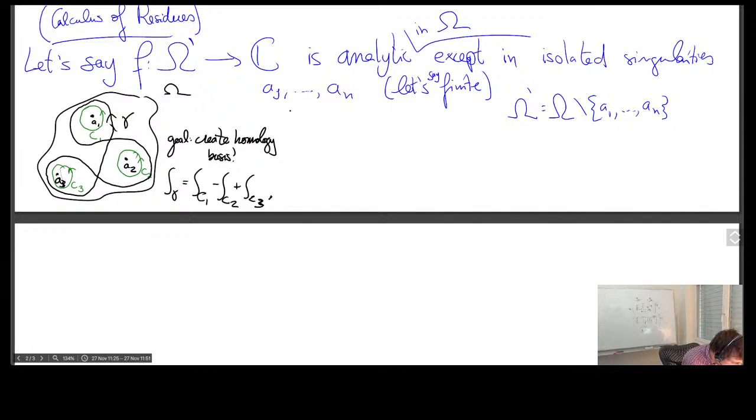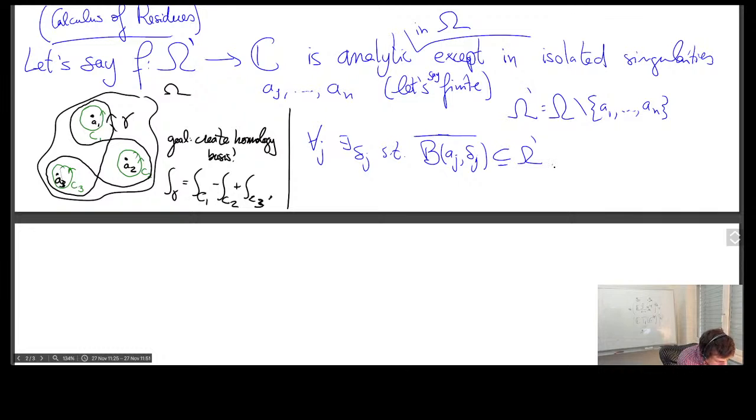Okay, so now, how do I do this? I just have to create the circles. Everything is done already in the picture, but let's do it. For all j, there clearly exists some delta j such that the closed ball centered at aj and with radius delta j is inside omega prime. This is just a fancy way of writing that for any one of these singularities, I can draw a ball around it that doesn't touch any of the other singularities. That's all I'm saying.